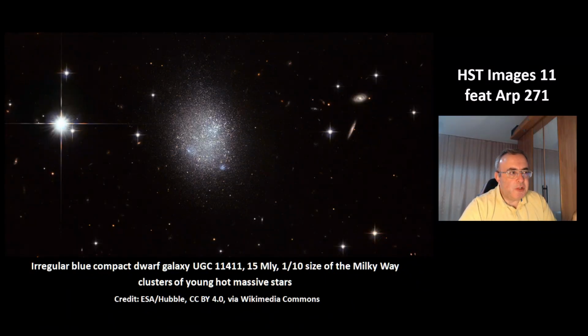This is the irregular blue compact dwarf galaxy UGC 11411 at a distance of 50 million light years. It is 1/10 the size of the Milky Way, and it contains clusters of young hot massive stars.